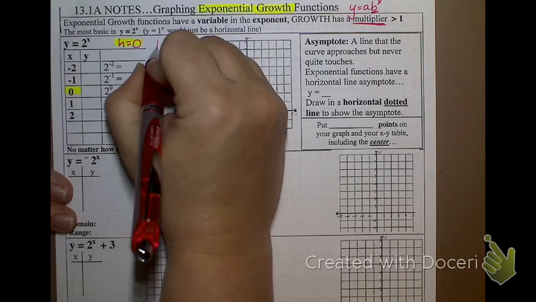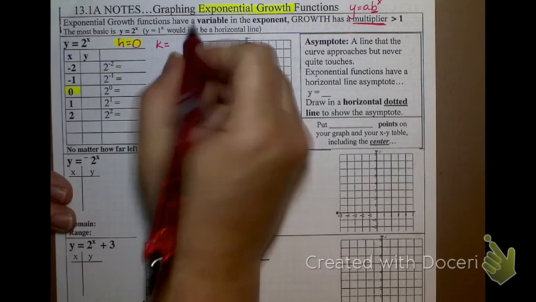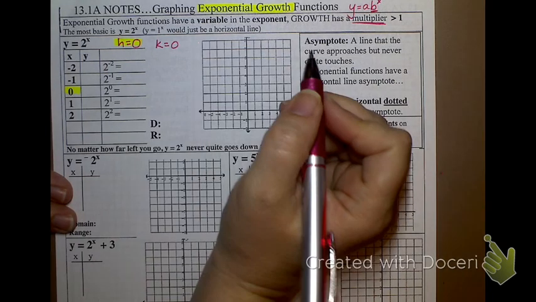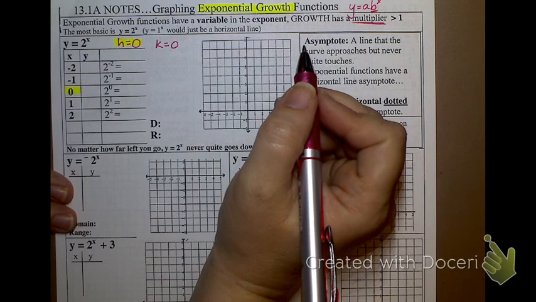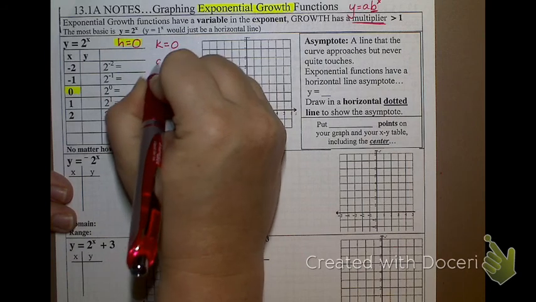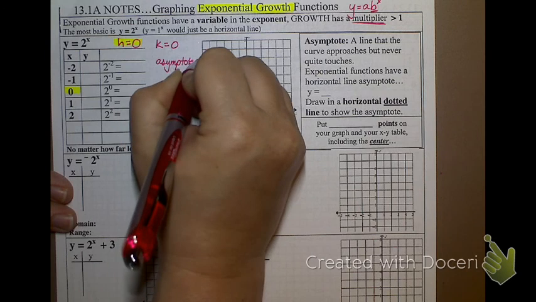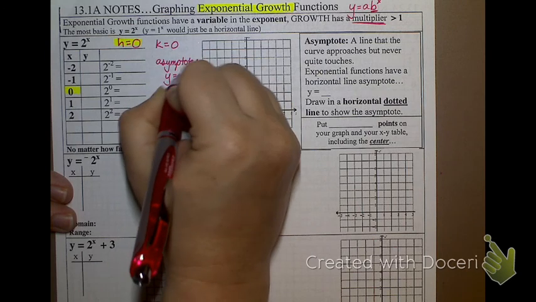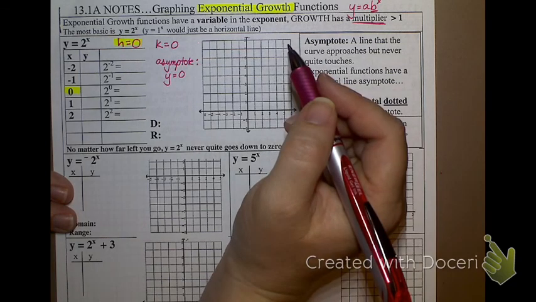What would you say K is? 0. There's no number outside. That means K is also 0. Guess what K represents? My asymptote. So if K equals 0, my asymptote is the line Y equals 0. It's always the line Y equals K.